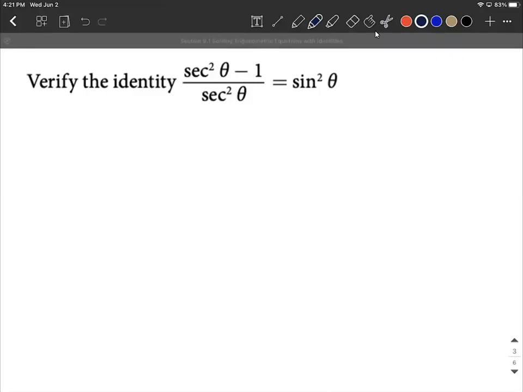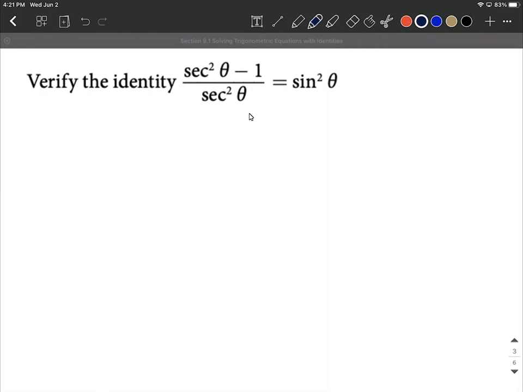Okay, verifying a trigonometric identity. On this one, we want to start with the more difficult of the two sides. To me, the left-hand side looks quite a bit more difficult than the right-hand side, although they are very similar. So what I'd probably do is rewrite everything in terms of sine and cosine.